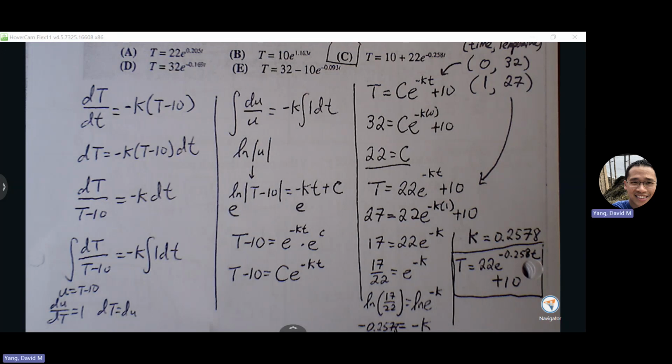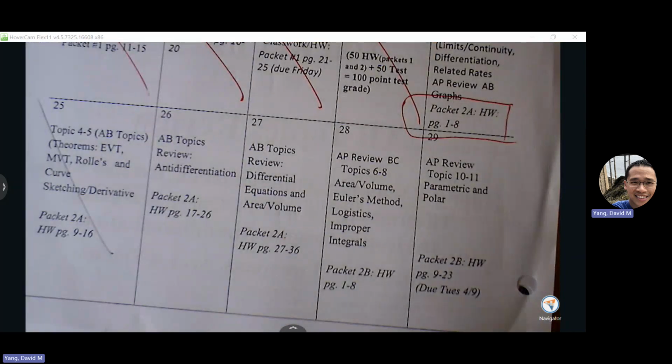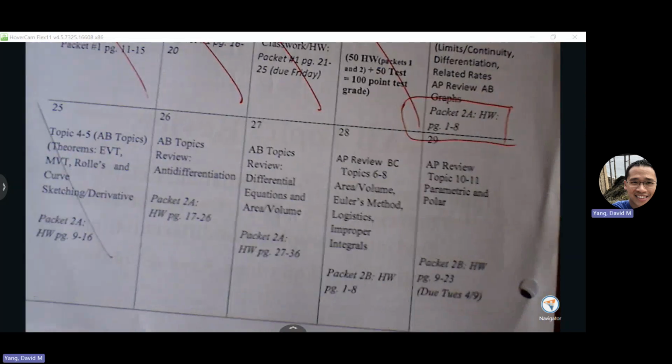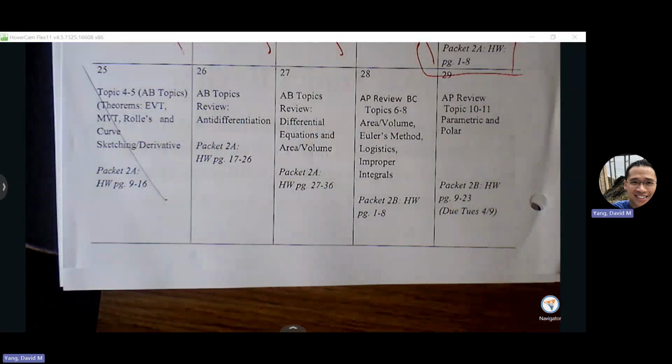Okay, so today we're going to continue working on unit packet 2A. And we're going to work through pages 27 to 36. So this is the last portion of AB content, which is differential equations and area and volume.